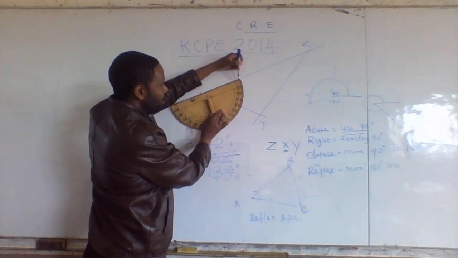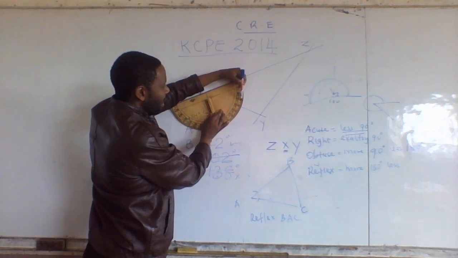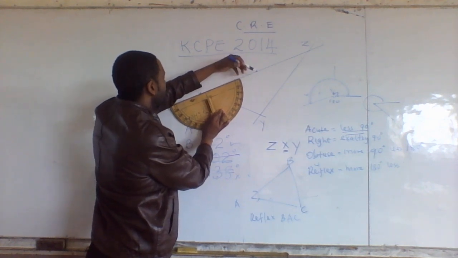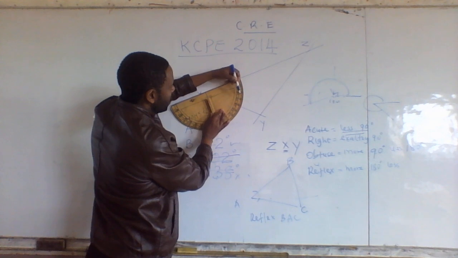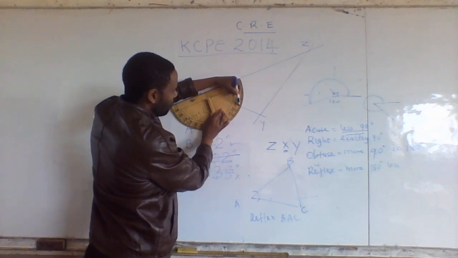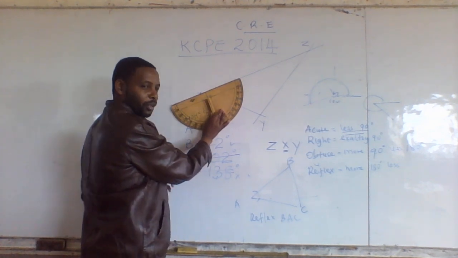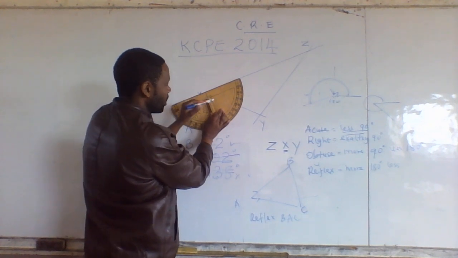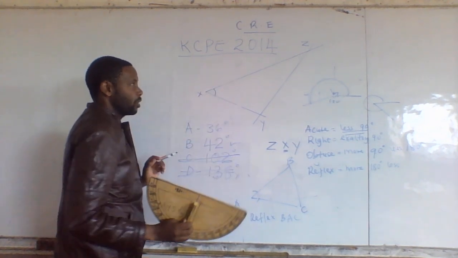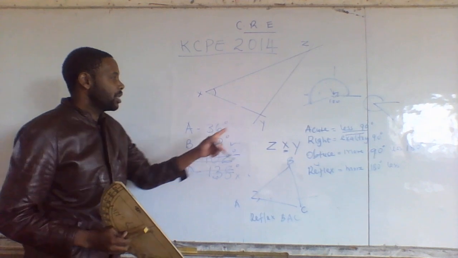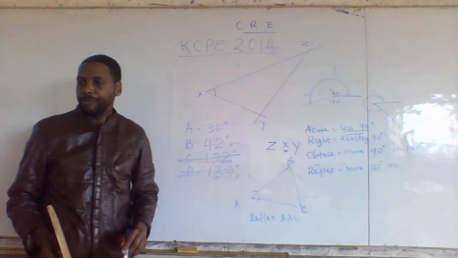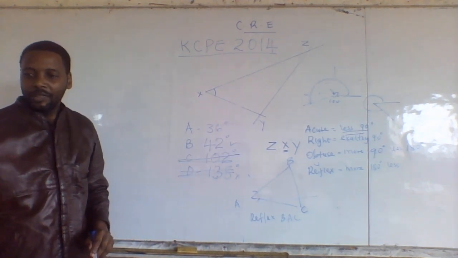I count 0, 10, 20, 30. I've not placed it properly. Yeah. 10, 20, 30, 40, 41, 42. Are we together? Yes. But a careless person who will not do that will fail that question, right? I want somebody to measure angle Y for me. Angle Y.